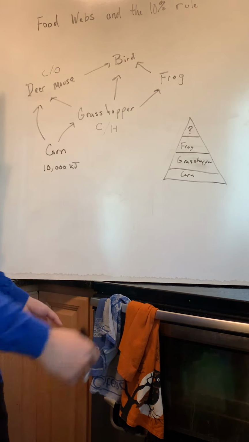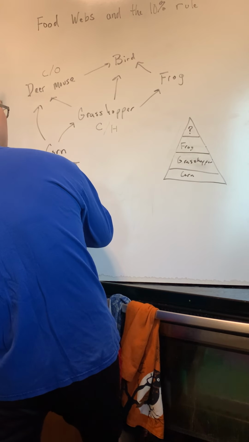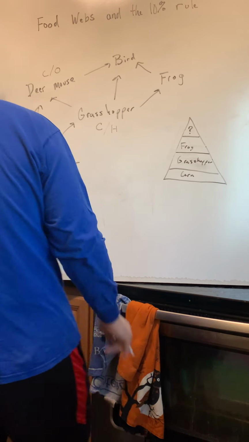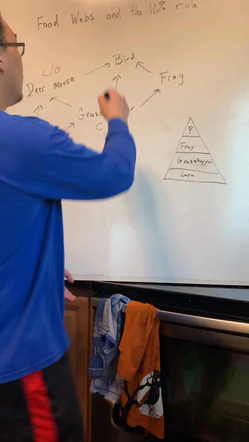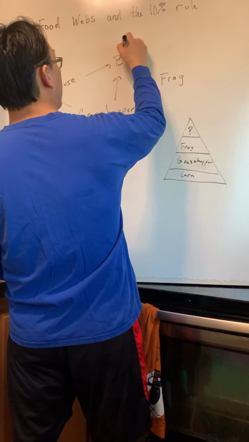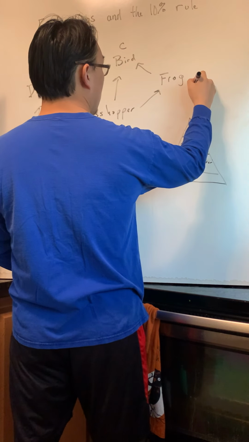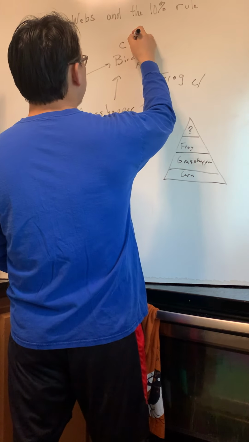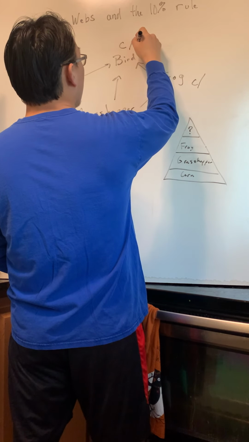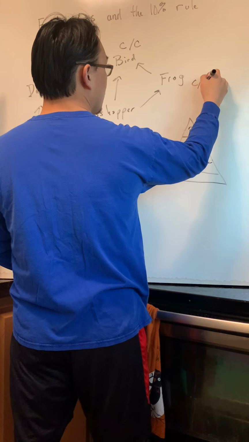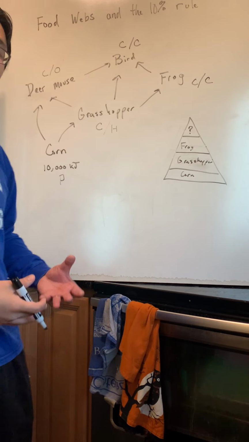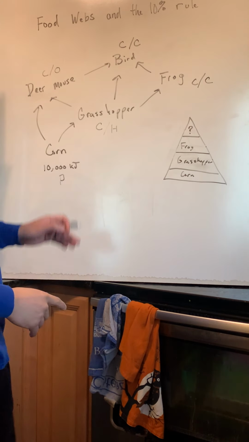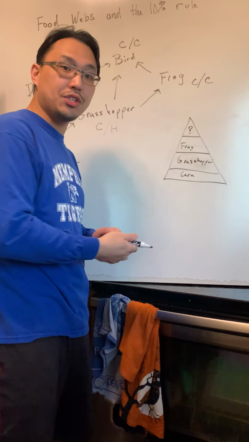Okay, so the corn down here gets the P for producer. And then both bird and frog get the designation of consumer, and they are carnivores. Okay, so they primarily eat other animals.